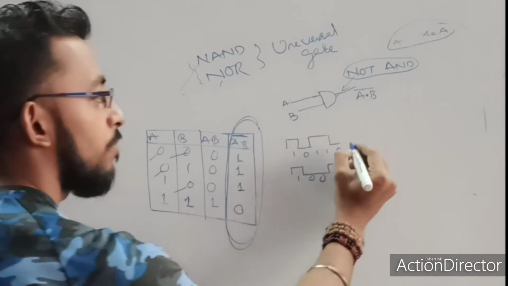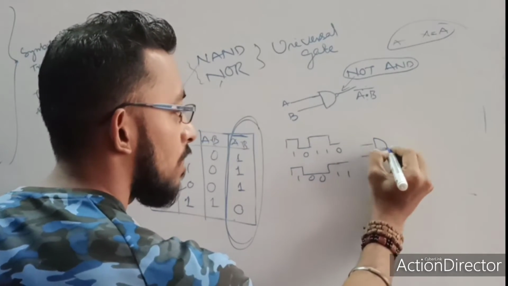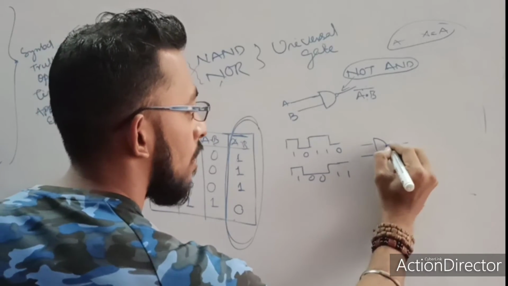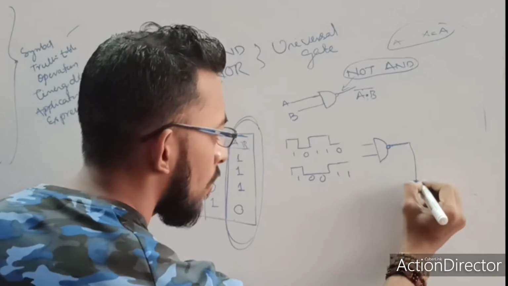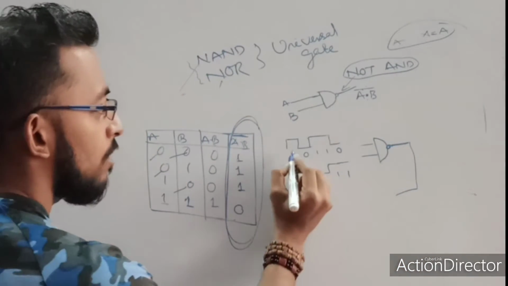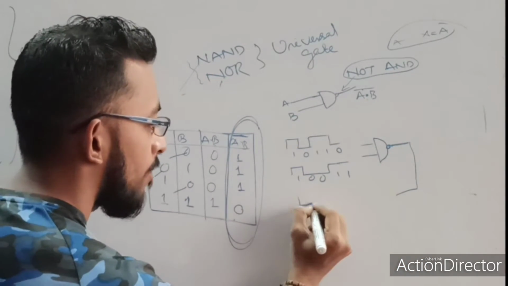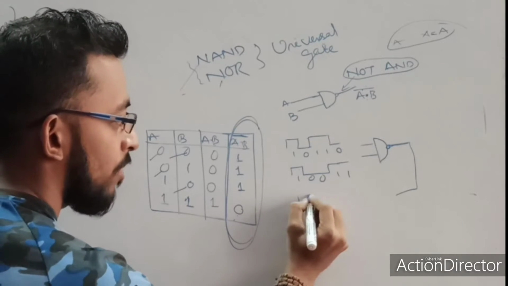This is the A and B inputs given to a NAND gate. So this is a NAND gate with a bubble. Okay, so what will my output be? From the truth table you can see, when both my inputs are 1, then my output will be 0. That's why my output is 0.